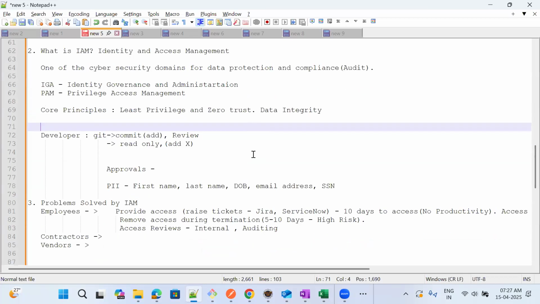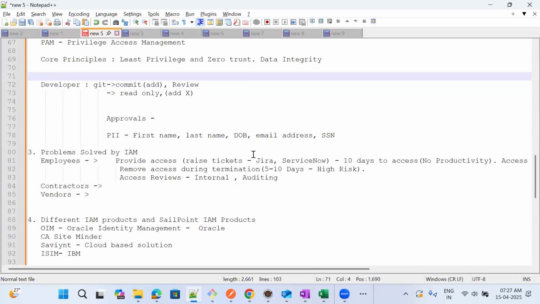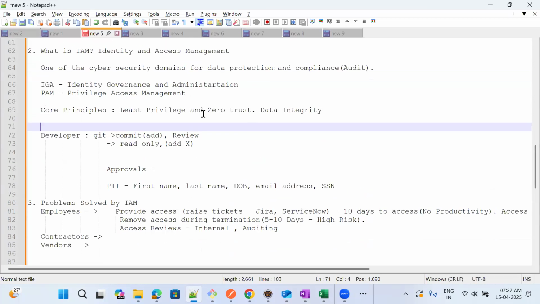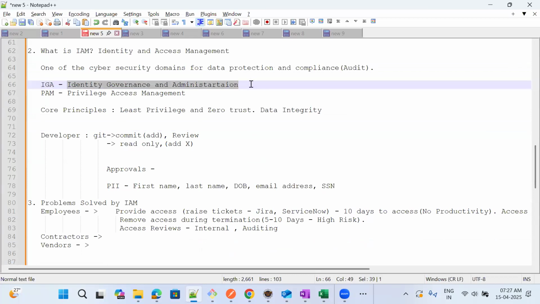So this IAM is part of cybersecurity, and within IAM, we are implementing SailPoint IIQ as an IGA. Especially within IAM, if someone asks what is the exact thing you are doing, we are doing IGA.